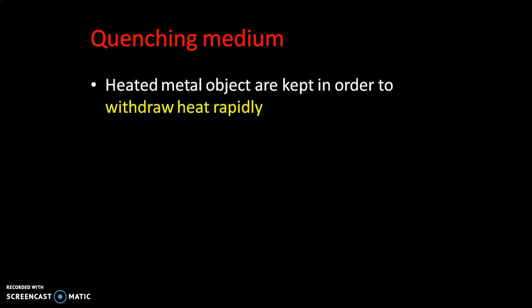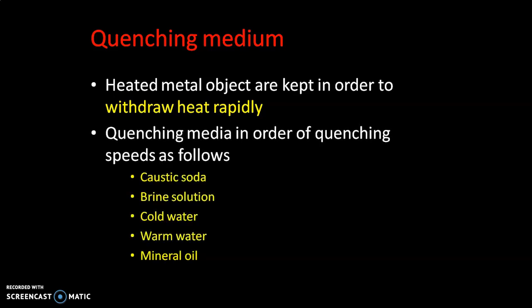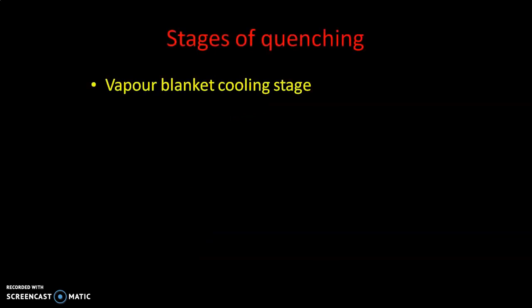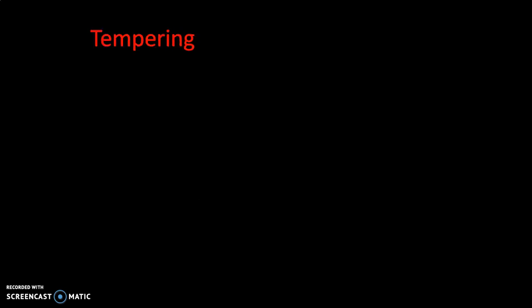Quenching medium. Quenching medium is an important parameter in the hardening process. The heated metal object is dipped or kept in it in order to withdraw heat rapidly. Quenching media in order of quenching speed are as follows: caustic soda, brine solution, cold water, warm water, and mineral oil. Stages of quenching. There are three different stages of quenching in the quenching process. First one, vapor blanket cooling stage. Second one, vapor transport cooling stage. Third one, liquid cooling stage.